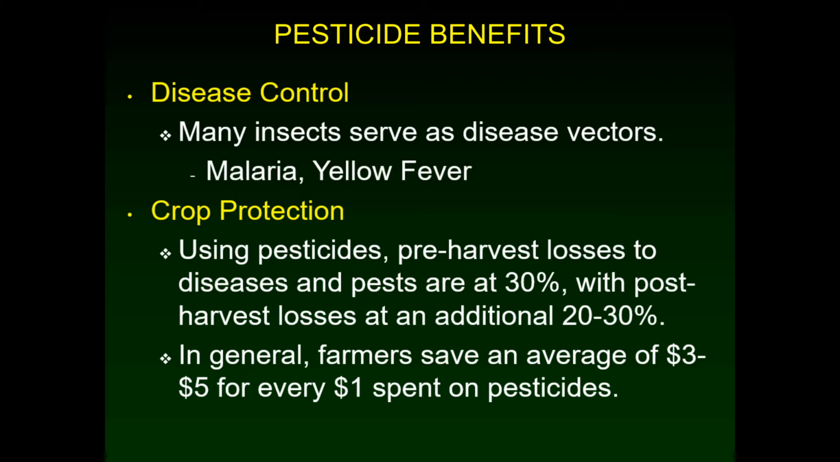In general, farmers save an average of $3 to $5 for every $1 spent on pesticides. So that right there, that sounds pretty good. You spend $1,000 on pesticides, you get $3,000 to $5,000 back as profit from your crop yield. There obviously is a point where, as you spend more money, you don't get as much of a yield back.